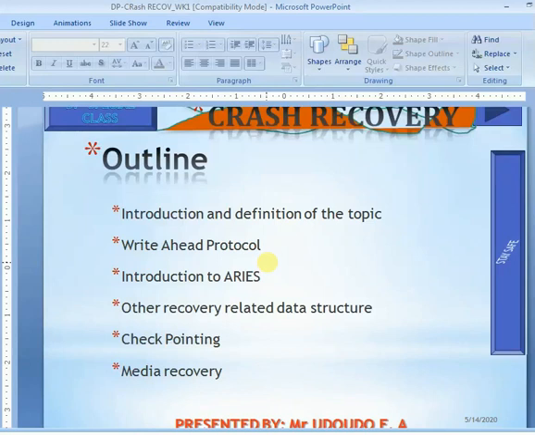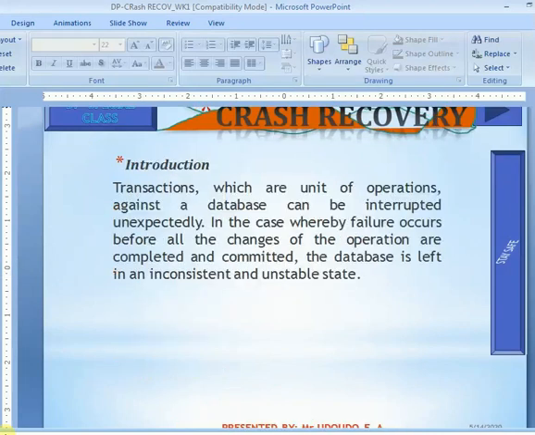By the presenter, you see the name right below the slide. So crash recovery, what is it all about? The next slide is going to give us a form of introduction, talking about when a transaction being carried out by the system can experience an unexpected interruption, and so that can lead to a crash of a database.